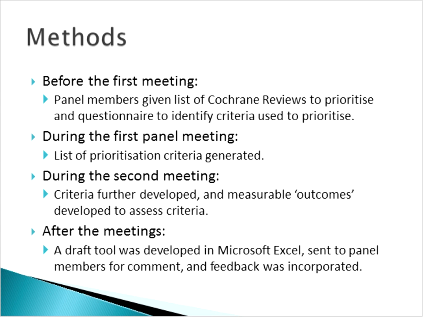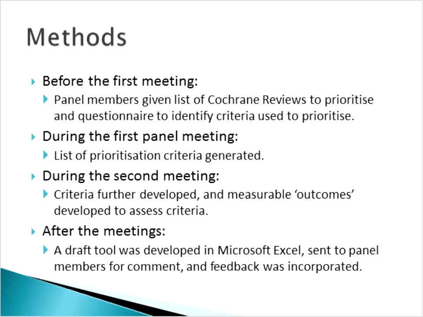So before their first meeting, Bayesian presented to the panel a list of Cochrane reviews. I think it was around 8, and they asked the panel to start thinking about which of those reviews they thought were the most important to update and put them in a priority list. And then they gave them a questionnaire asking what were the criteria they used when they were making that decision and how to rank those 8 reviews.